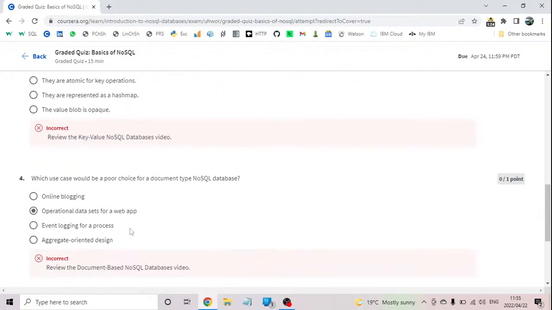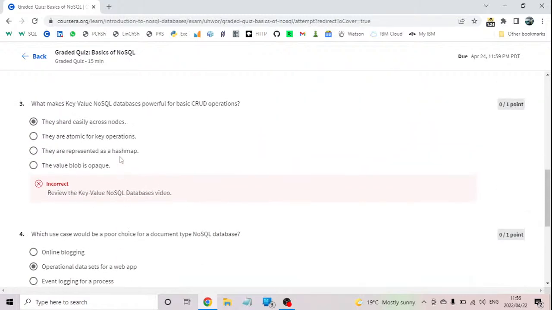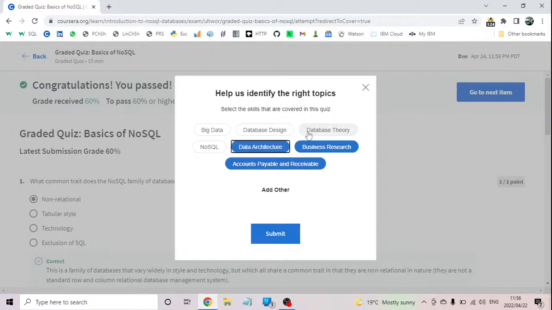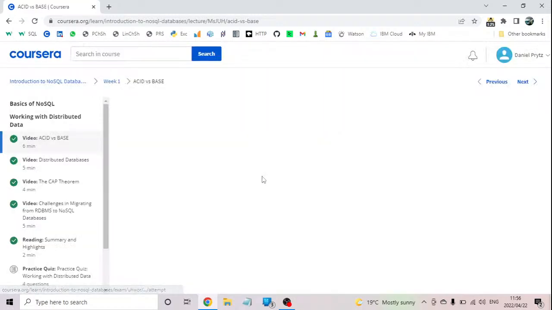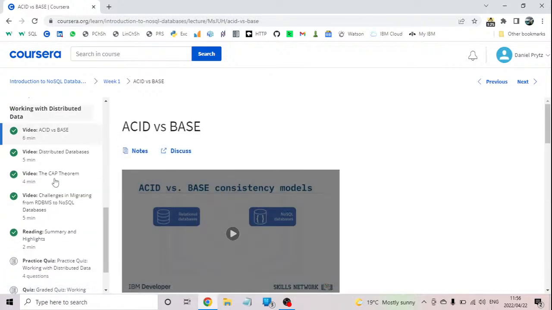Okay. Aggregate oriented design. Aggregate oriented design. Yeah, I remember that, so I should have said that at least. Okay, well, actually, I have an idea. Oh, wait. Here. Here, okay. But I just want to try. Just want to see if I can get it right.